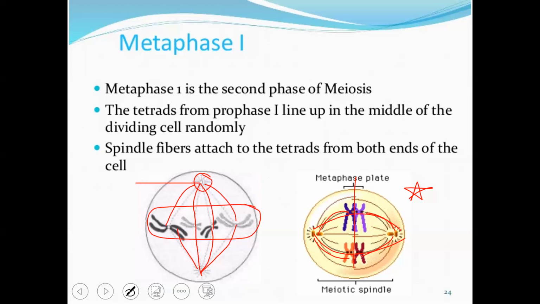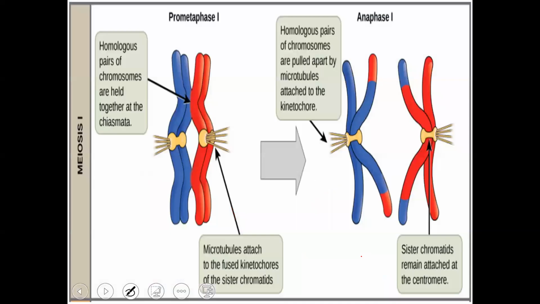Now going ahead with anaphase 1. So you can see here how the spindle fibers are attaching themselves to the kinetochore. The homologous pairs of chromosomes are held together and how they get attached themselves. During the anaphase stage, the X-shaped structure, that is chiasmata, will generally disappear, and the homologous chromosomes are going to get separated and move towards the opposite poles.